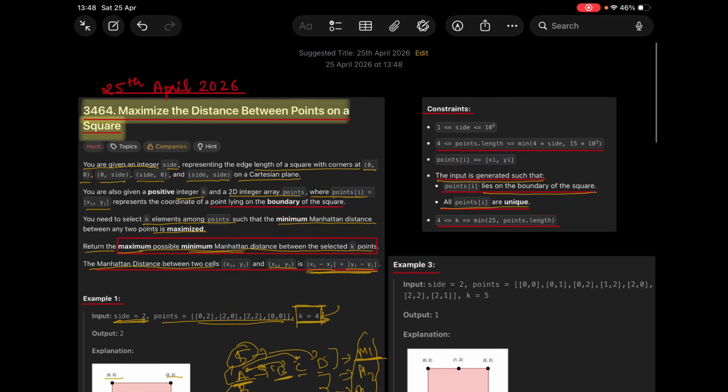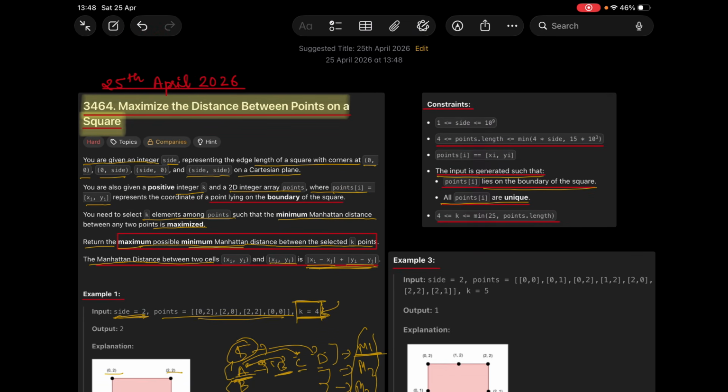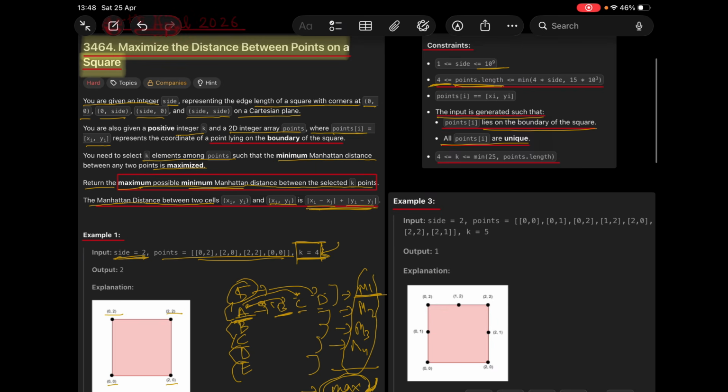And if you see a few things, side is up to 10 to the power 9. The points length is minimum 4, so minimum there will be 4 points, and it can go up to the minimum of 4 times side and 15 times 10 to the power 3, whichever is minimum between these two. So what I can say is at max the points length can be up to 1.5 times 10 to the power 4, right? That is the maximum value the points length can be, because it is the minimum of this or this.